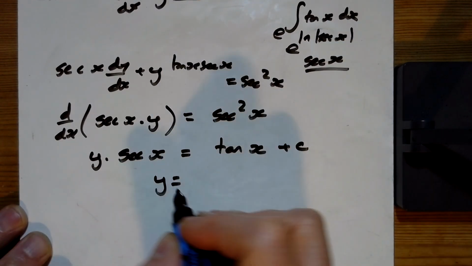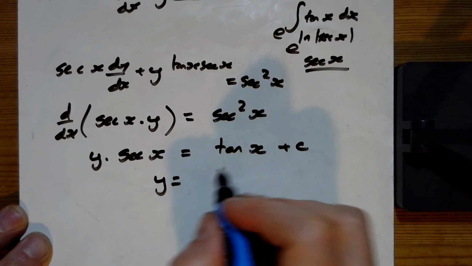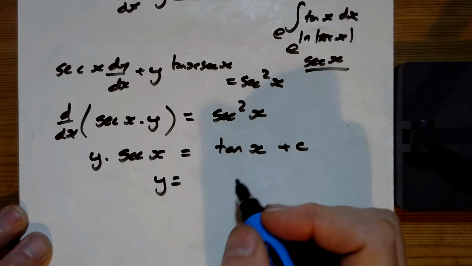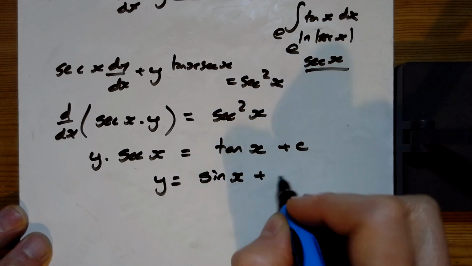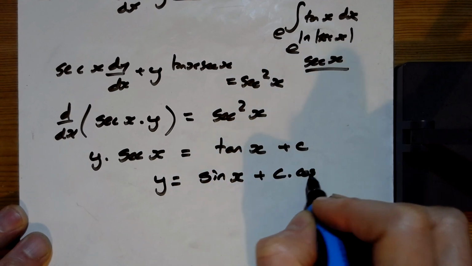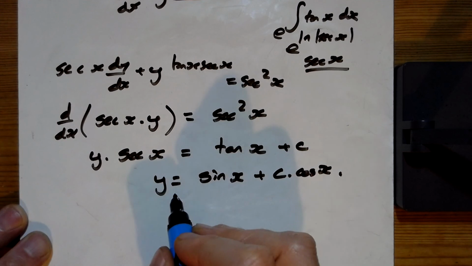Divide both sides by sec. Dividing by sec here is timesing by cos, so the cos cancels there, so I've got a sine x there, and I'm going to put c cos x there, I think would be the nicest way of doing that.